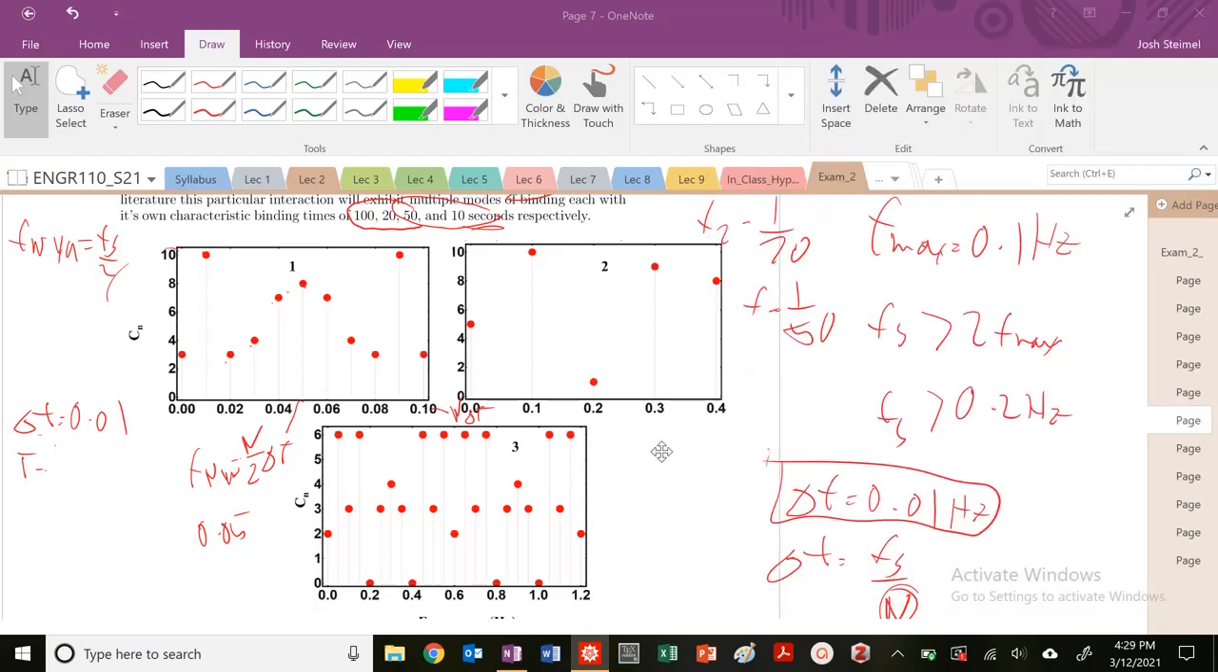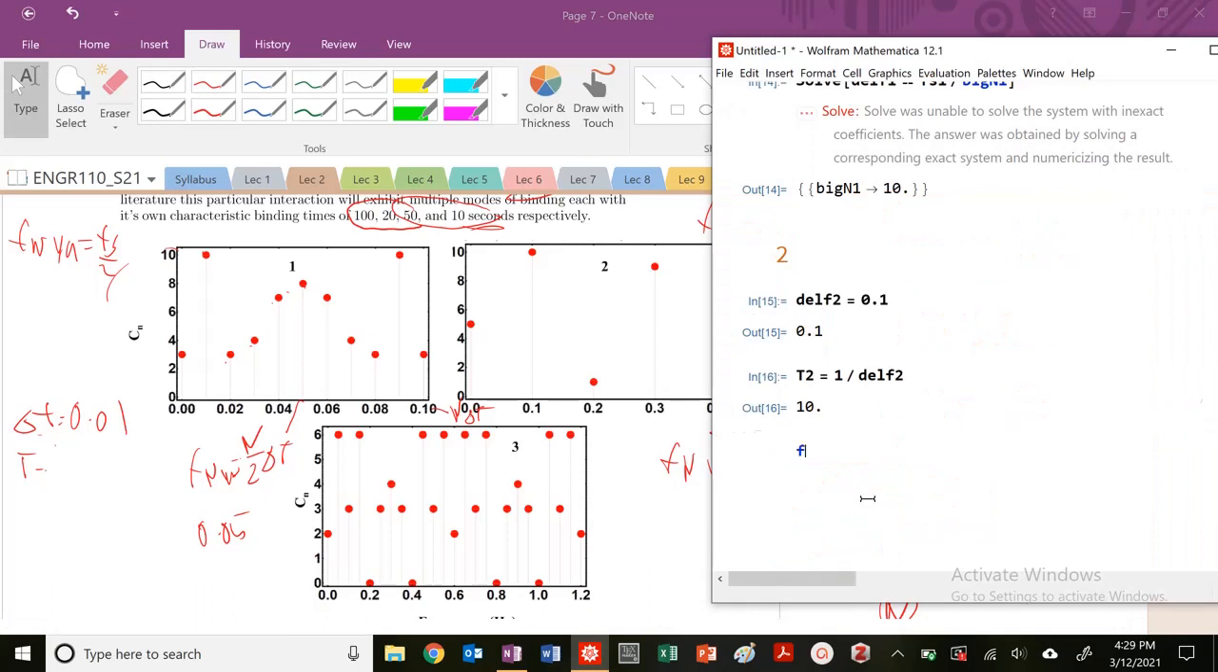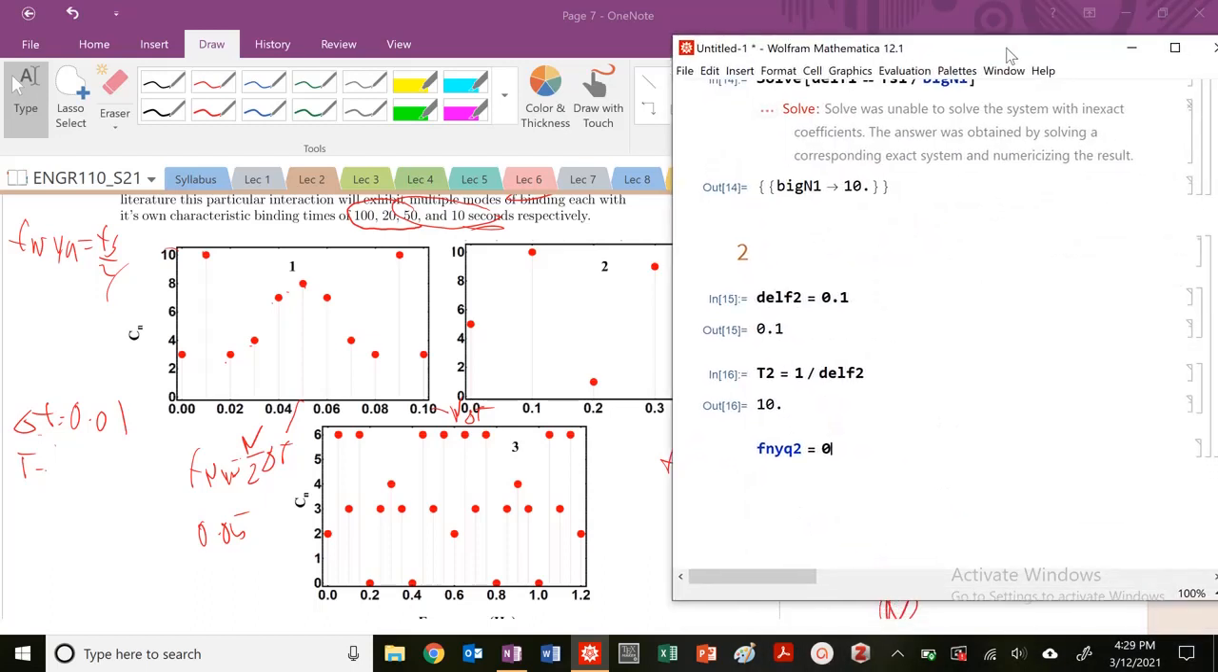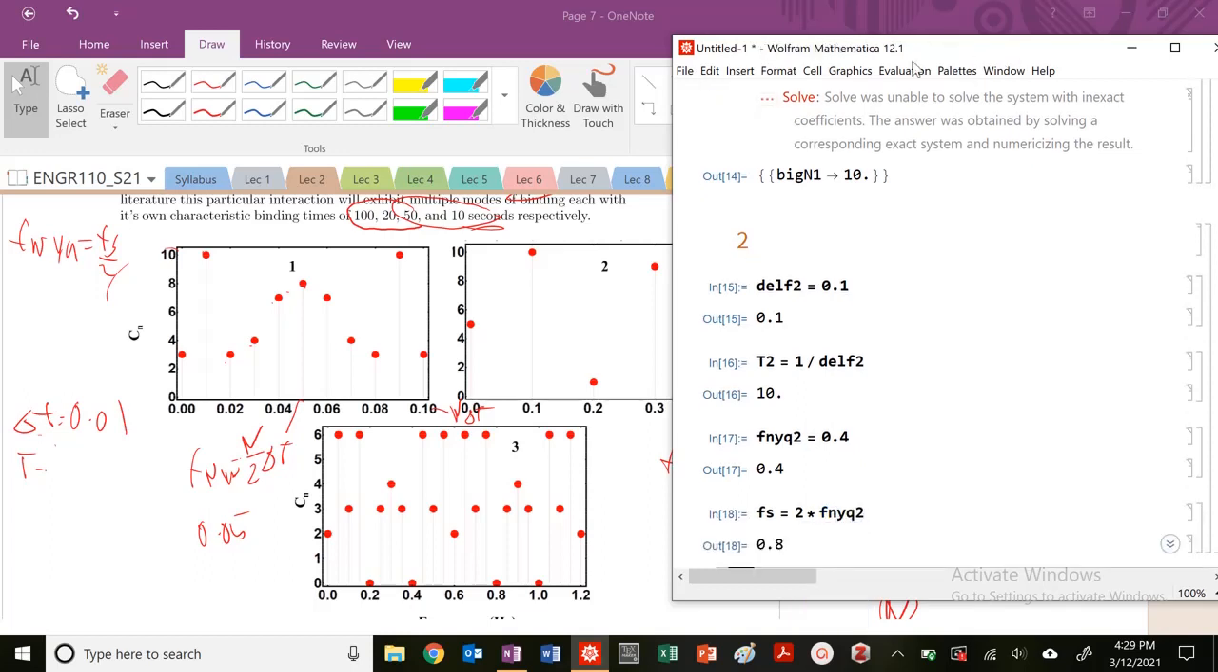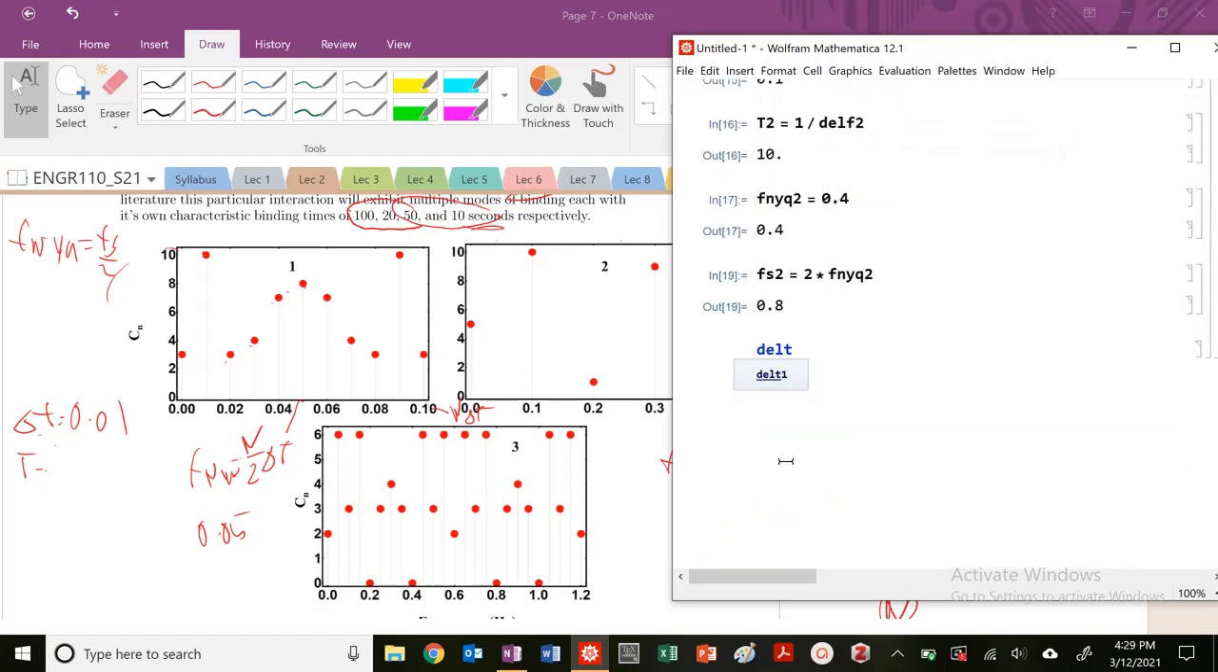Fantastic. So here, in this signal, I don't see any periodicity at all. So this is indeed my f Nyquist. So my f Nyquist 2 is equal to 0.4. Then I know my f sub s is equal to 2 times f Nyquist 2. See, dangerous again. So f sub s 2.